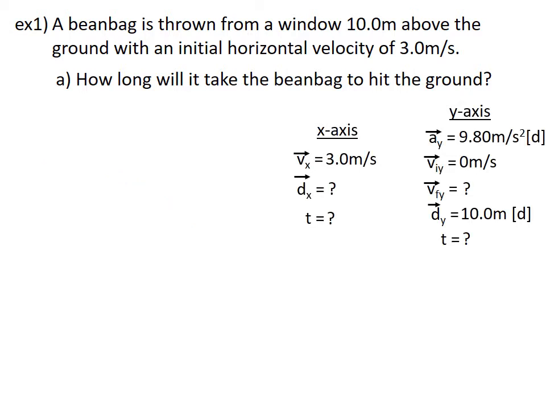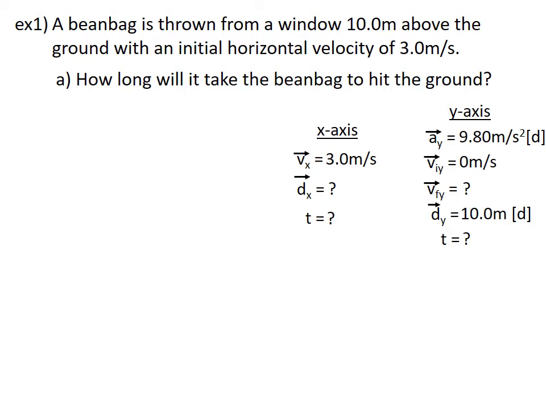So where to begin? Let's take a look at what we've been given, and then we can determine what variables we can solve for. In the x-axis, we've been given velocity, but we don't know displacement or time, and we can't solve for either one of those if we only know one of the three variables. In the y-axis, I've got acceleration, initial velocity, and displacement.